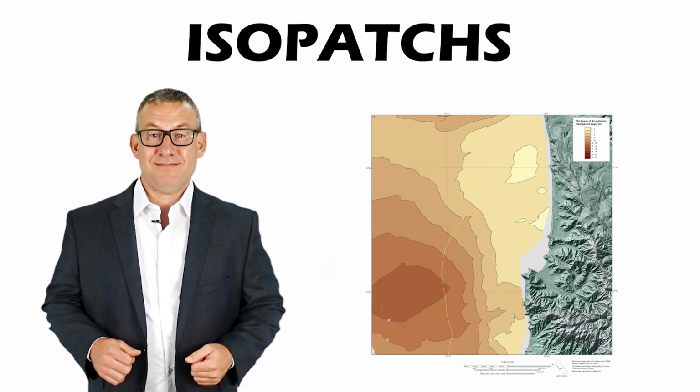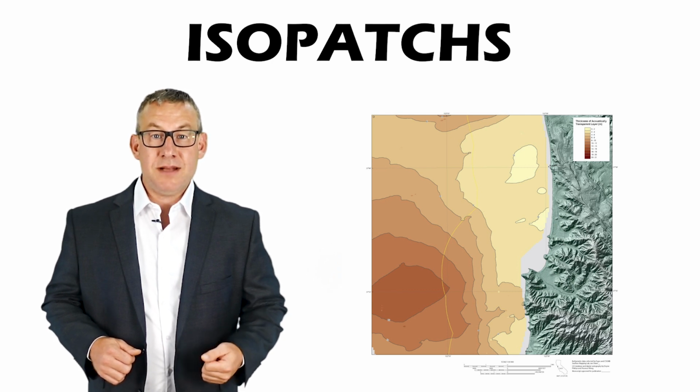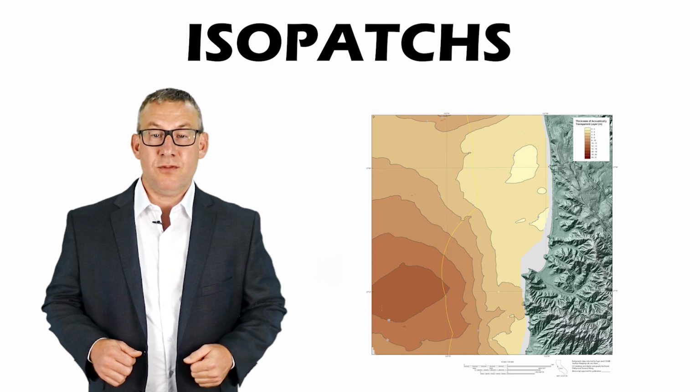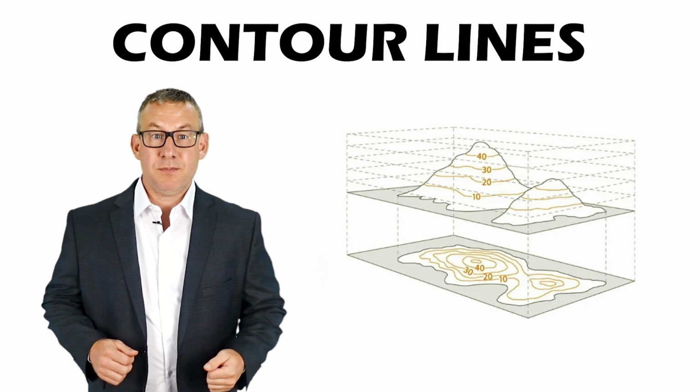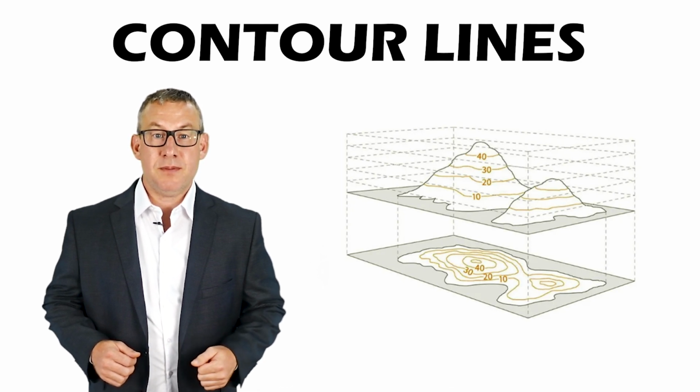Isopatches. Isopatches are lines of equal thickness over an area. Isopatches are used in the oil and gas industry. Contour lines. Contour lines are lines of equal elevation on a map that run perpendicular to the slope.